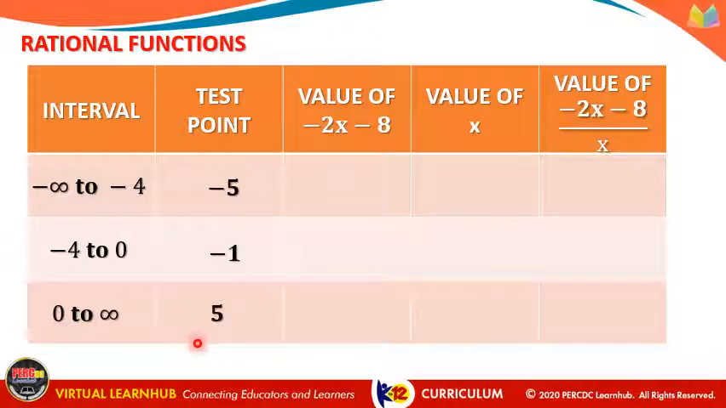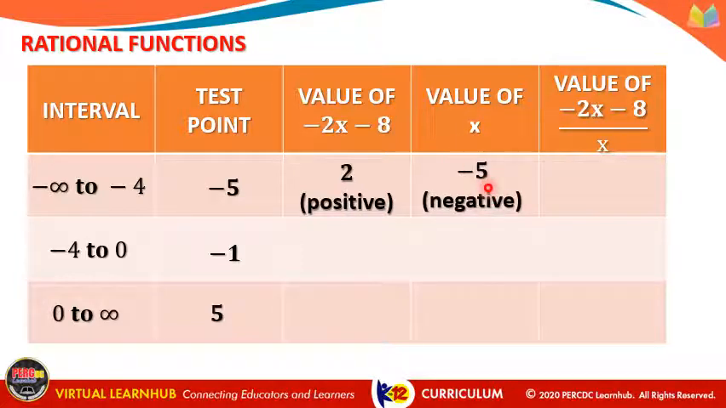Of course, you can pick any number that you want. Alright, at x is negative 5, the value of negative 2x minus 8 is 2, and the value of x is, of course, negative 5. Solving for negative 2x minus 8 over x, we have negative 2 over 5. This means that if x is between negative infinity to negative 4, our rational expression is negative.